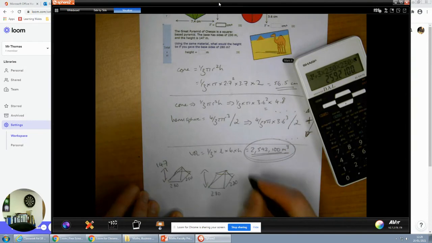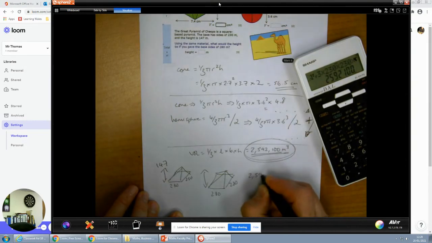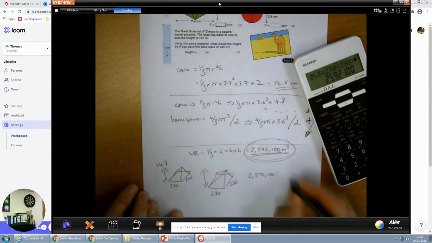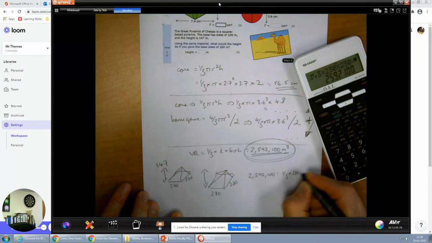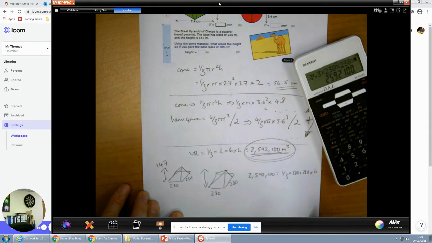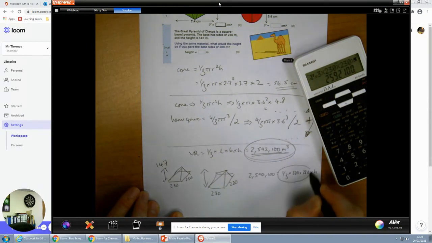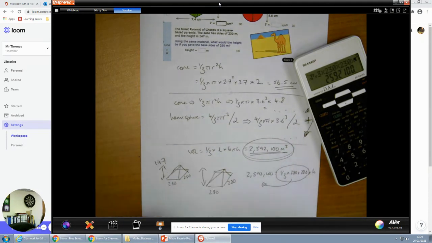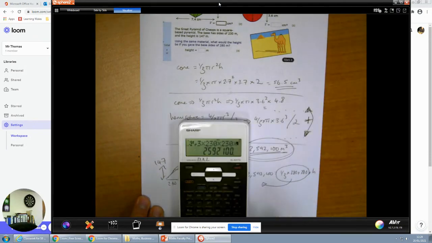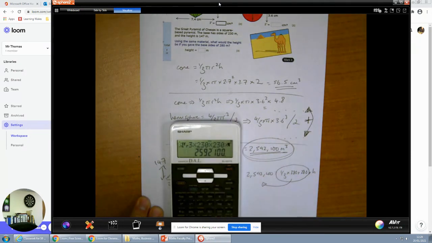So I know my answer to the volume is 2,592,100, and I know that's 1/3 times by 280 times by 280 times by the height. So what I'm going to do, I'm going to work that out, and then bring that worked out all over here as a divide, and that will give me the height. Or I could do it in one step using brackets. Check this out. So there's my answer to the volume.